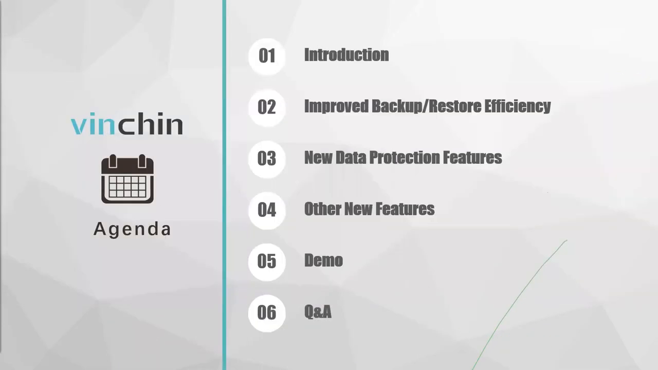Here's the agenda of today's webinar. First, I will introduce the Vinchin Backup and Recovery solution and features. Then I will introduce some detailed new features, including improvements of backup and recovery efficiencies, new data protection features, and some other new features now available on version 6. After this, I will demonstrate some main features, and then we can have some discussions in case you have any questions about this new version. Okay, let's begin.